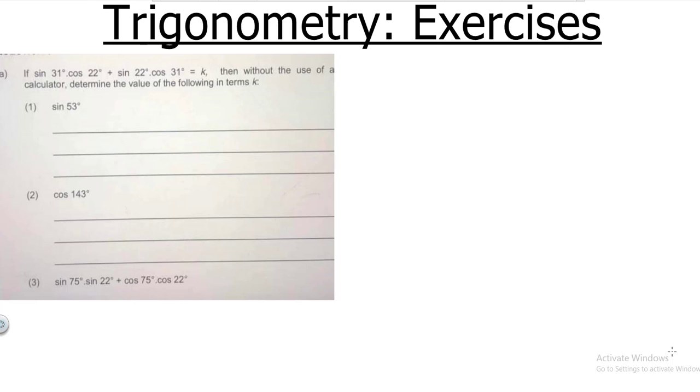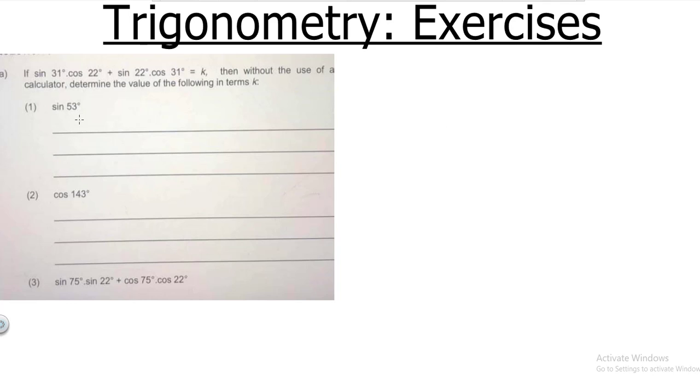All right, let's solve these trigonometry equations. I wanted to clean the board here so you can see, but it will look ugly. But I just want you to look at this question.